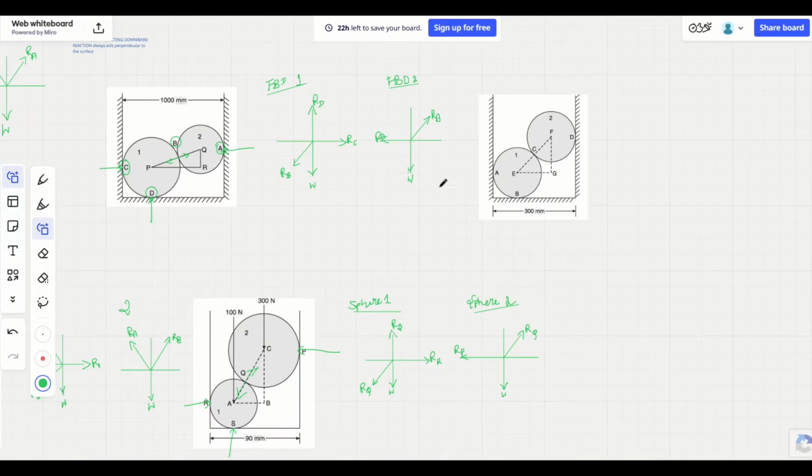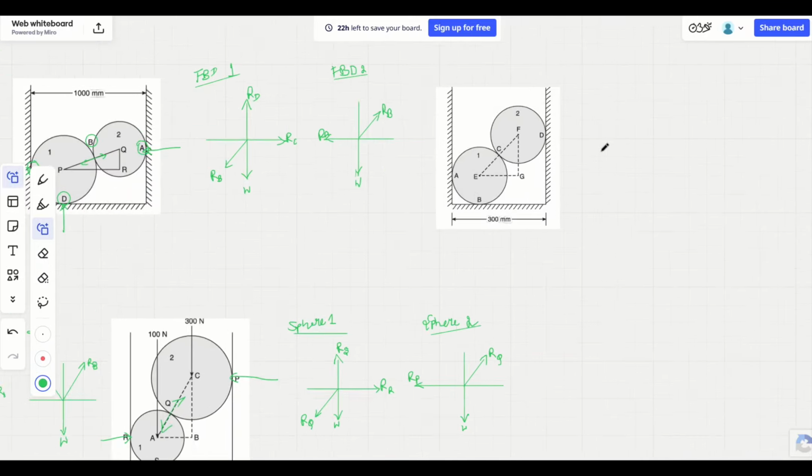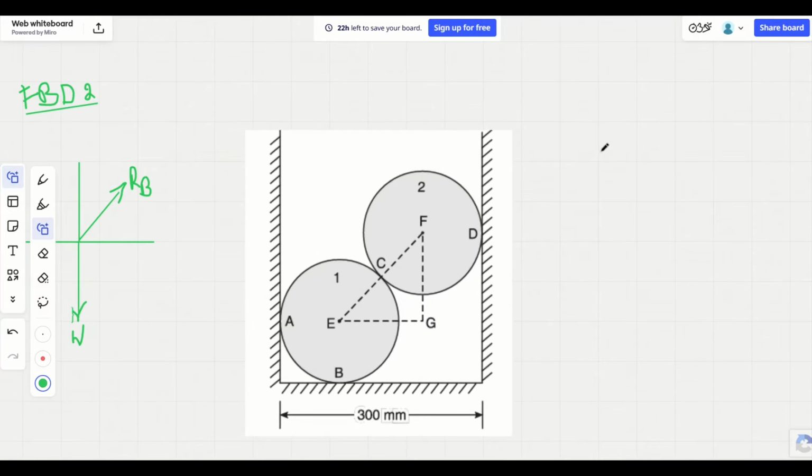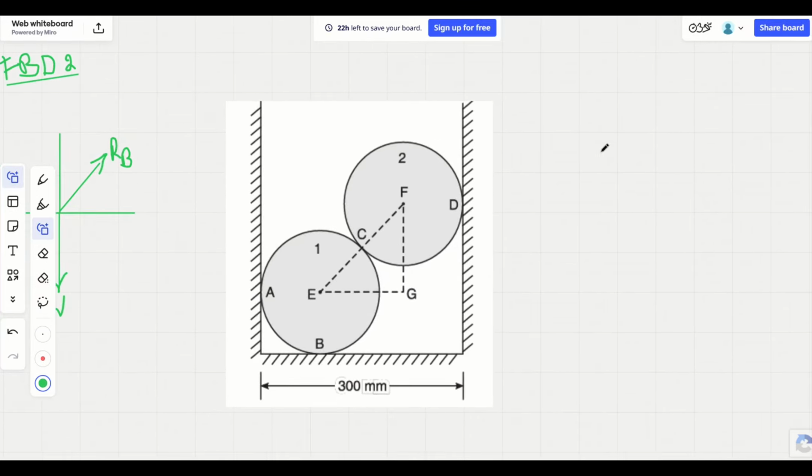This is all about how to draw free body diagrams for these kinds of problems. Take this as a homework or practice problem, so try it on your own. Just let me know if you have any confusions or doubts, and drop them in the comment section.